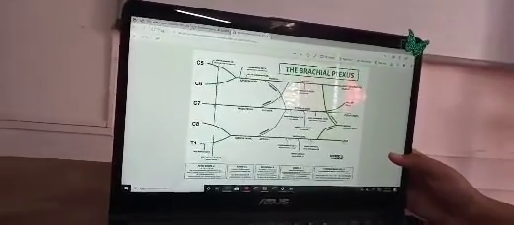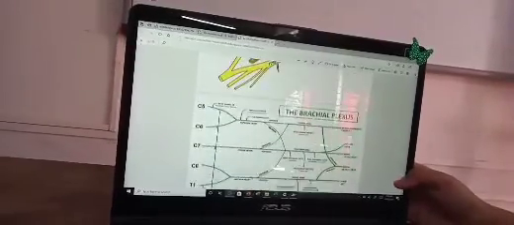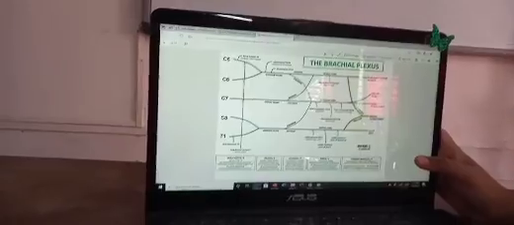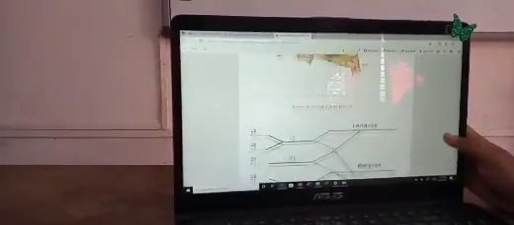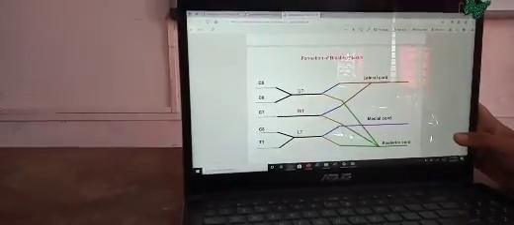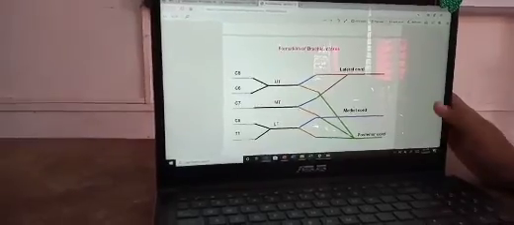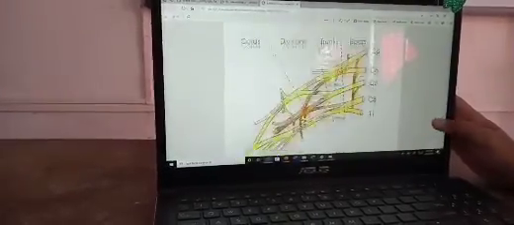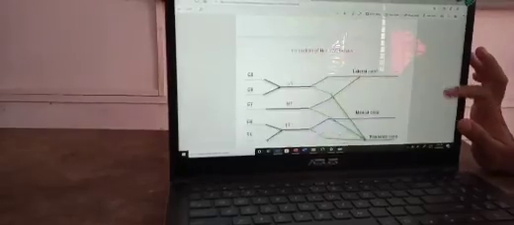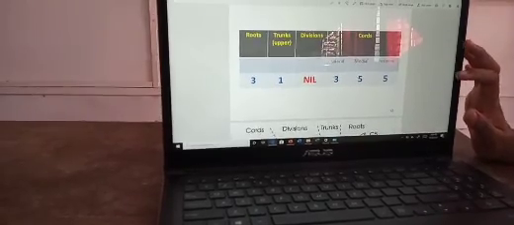C5, C6, C7, C8 and T1 are the spinal levels from which the brachial plexus starts. This diagram is very important for you to understand how the brachial plexus works. C5, C6, C7, C8, T1 are the roots. The upper trunk, middle trunk and lower trunk are the three trunks, and then you have the cords: lateral cord, medial cord, posterior cord, and then you have the divisions. Now going into the branches: five roots, three trunks, six divisions, three cords.